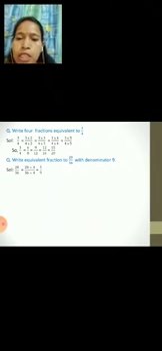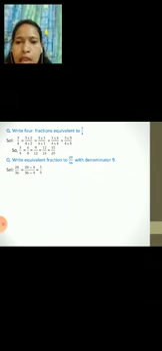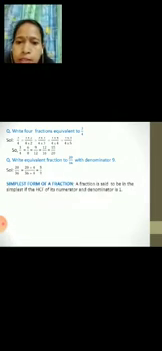See here 20 by 36. So 20 and 36 both is divided by 4. So you will get 5 by 9.